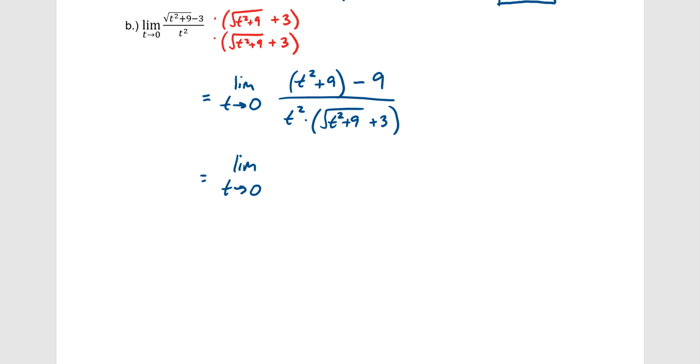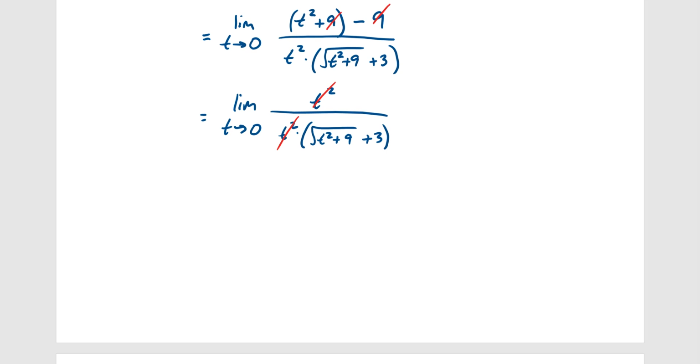Remember, don't distribute that t squared. And in the numerator, the 9's cancel, 9 minus 9. So we're left with t squared divided by t squared times the square root of t squared plus 9 plus 3. Hopefully you're recognizing this is the same concept as the other one that we just did, because the t squareds cancel off now. We are going to be left with one more step. We have 1 over the square root of t squared plus 9 plus 3.